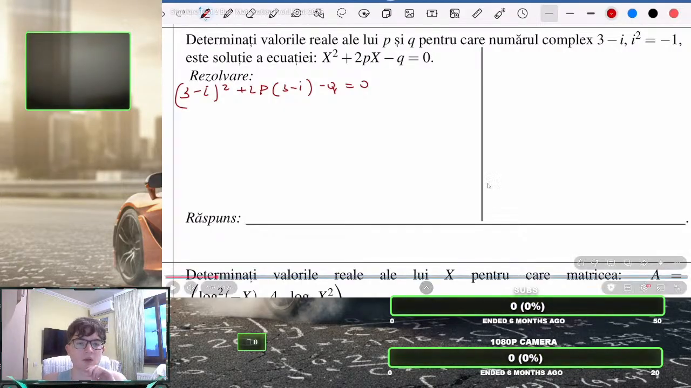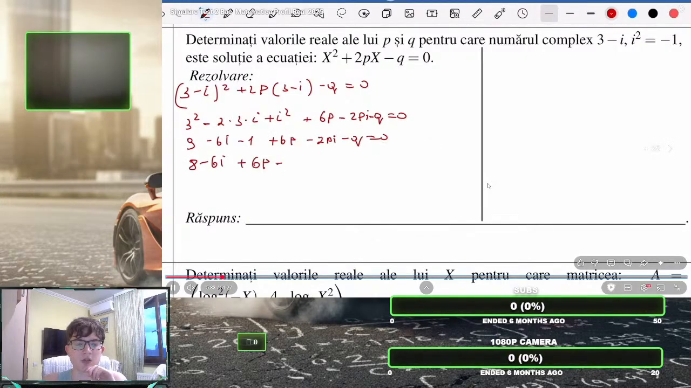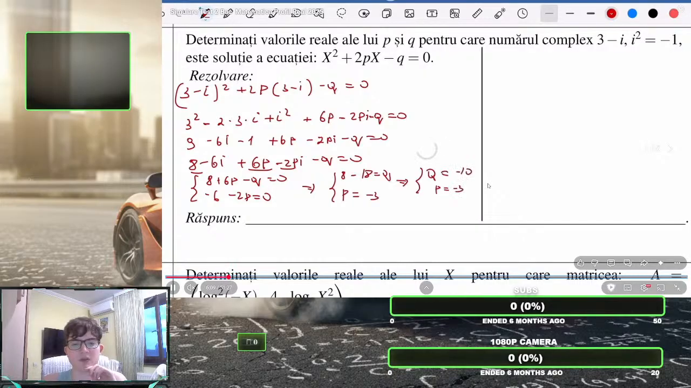Okay, so you do this, and you get what you get. You just work with real values and imaginary values split like that, so you get q and p. And I guess there's another method too.